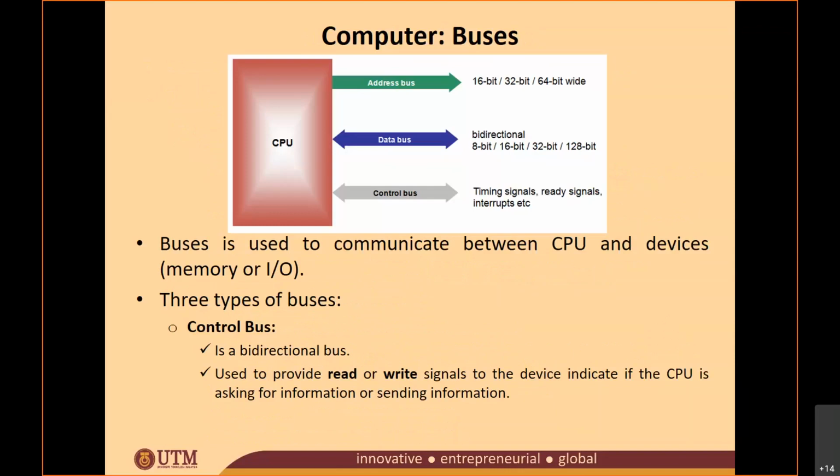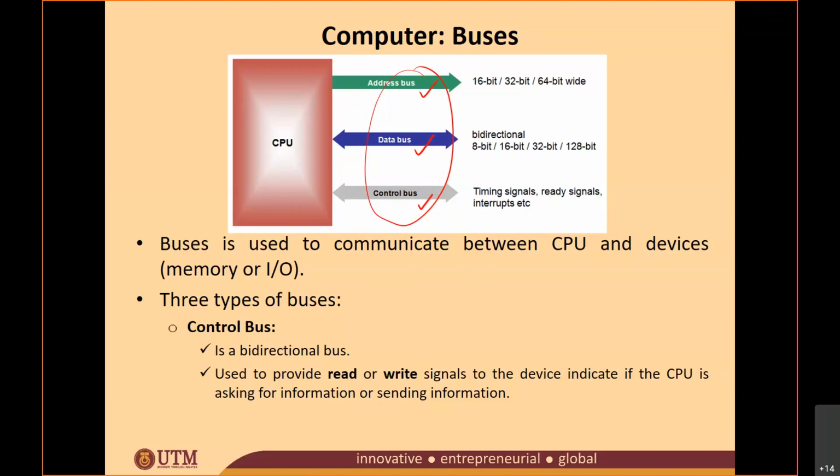Then we are going to see the buses. These buses are used to communicate between the CPU and memory, the CPU and I/O, and I/O and memory. So these buses are actually the communication pathway. There are three types of buses: the address bus, data bus, and control bus.